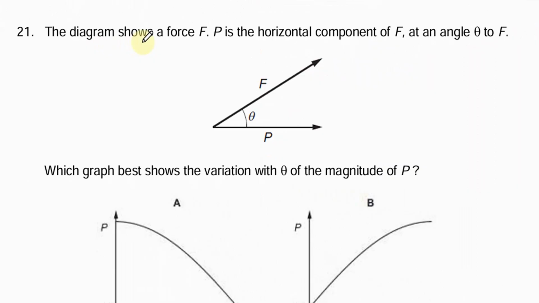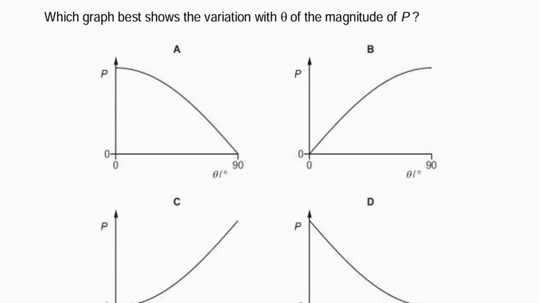The diagram shows a force F. P is the horizontal component of F at an angle theta to F. So this is the horizontal component of F. Which graph best shows the variation with theta of the magnitude of P? And we're given these options.